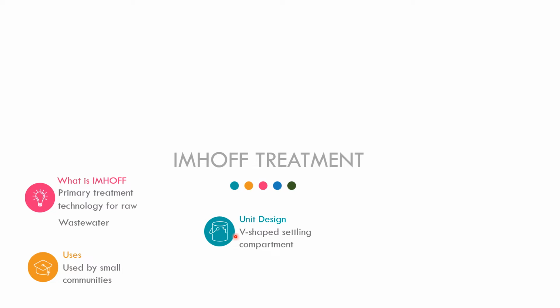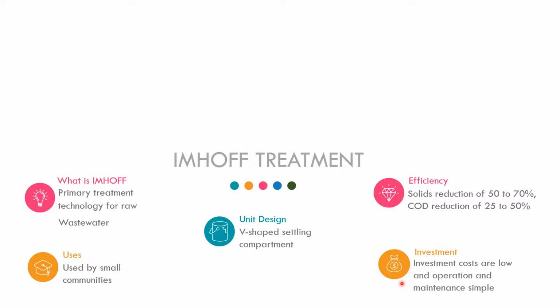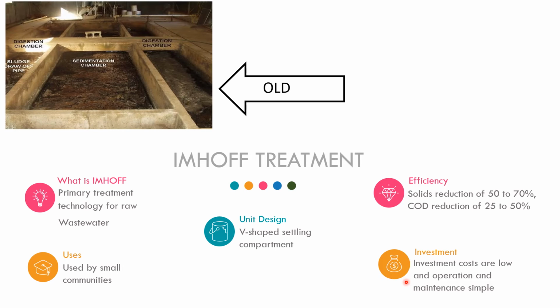Unit design. It consists of a V-shaped settling compartment above a tapering sludge digestion chamber with gas vents in the digestion chamber. The settled solids are anaerobically digested, generating biogas. Efficiency: solid reduction of 50 to 70%, COD reduction of 25 to 50%. Investment. Investment cost is low and operation and maintenance simple.